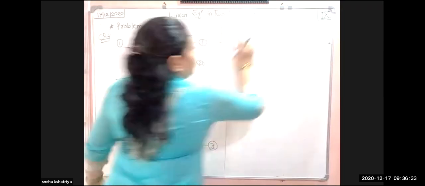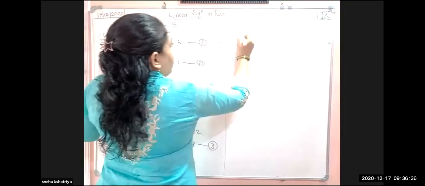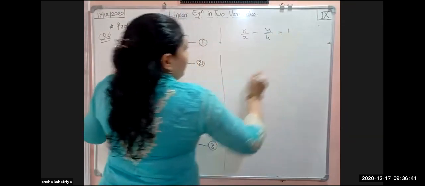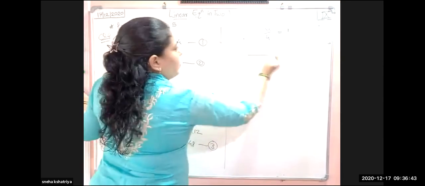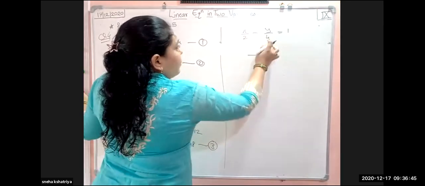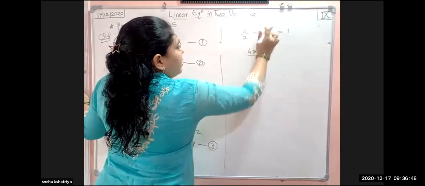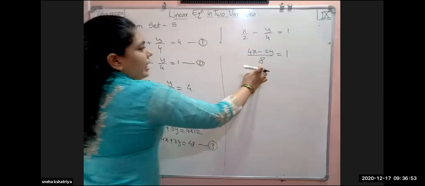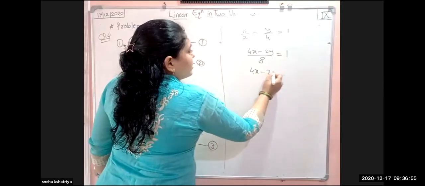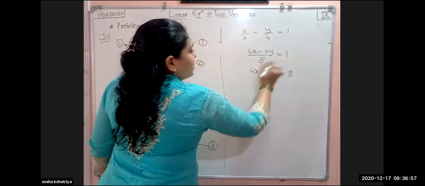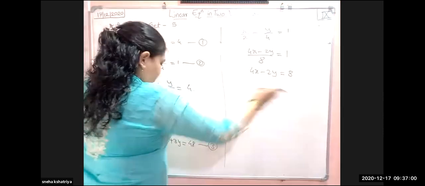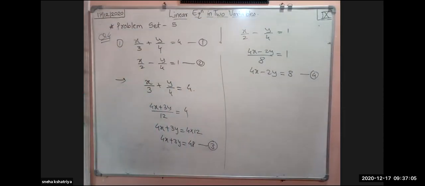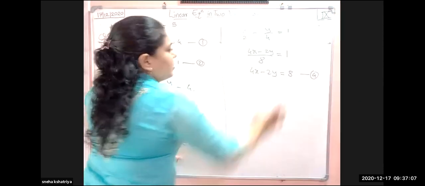Okay. The next equation is x upon 2 minus y upon 4, which is equal to 1. Same thing here, we have to form the LCM. 4 twos are 8. 4 multiplies x, 4x. 2 multiplies y, 2y, which is equal to 1 as it is. Okay. 8 multiplies 1. So 4x minus 2y is equal to 8. This goes to the right side. Now, this is your equation number 4. This is equation number 3. This is equation number 4.